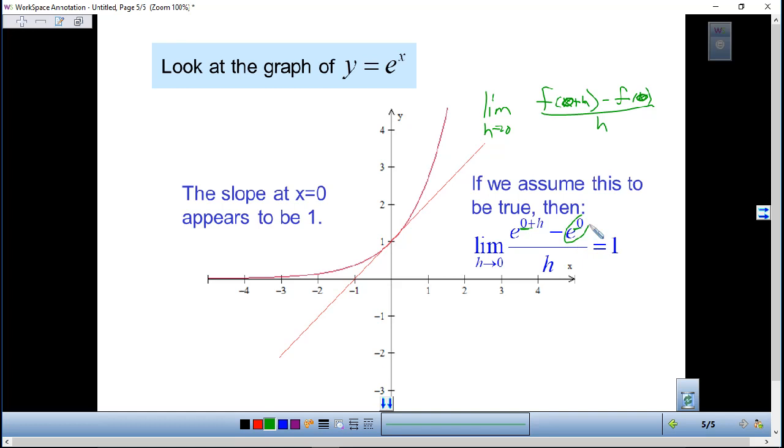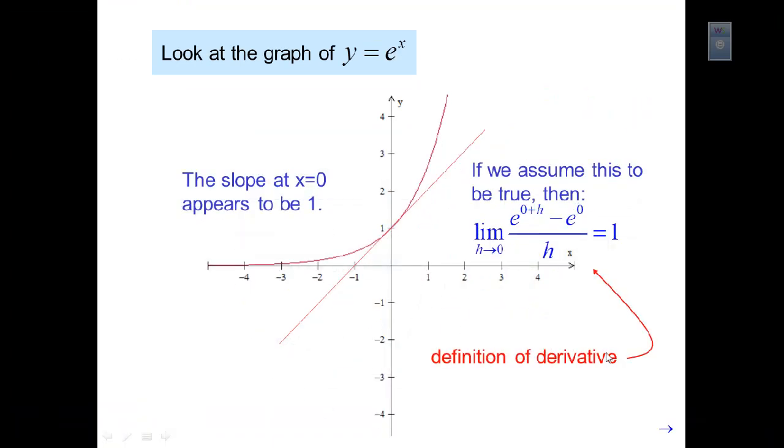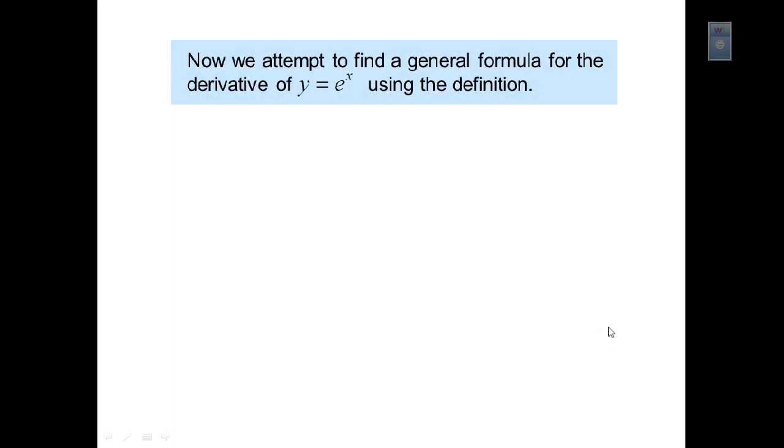Now remember, e to the 0 here is 1. That's going to come into play here in just a second. But right now, let's just assume that part right there to be true. Now, if we attempt to find a general formula for the derivative of y equals e to the x using the definition, we have d/dx of e to the x equal to the limit as h approaches 0 of e to the x plus h minus e to the x all over h. So we're finding a general equation for it this time.